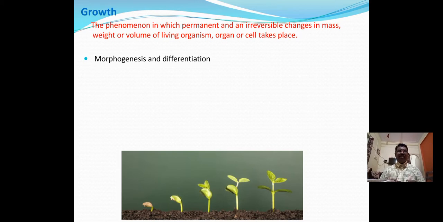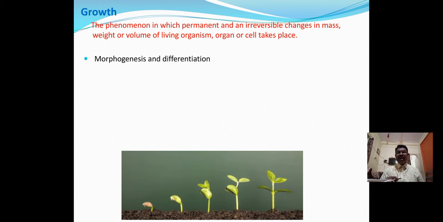Cells divide to form the tissue or organ, that is the morphogenesis. Whereas differentiation means a particular part or a group of cells or tissue performs a specialized function, means to form the organ, that is a differentiation. So growth is always associated with a morphogenesis and a differentiation.